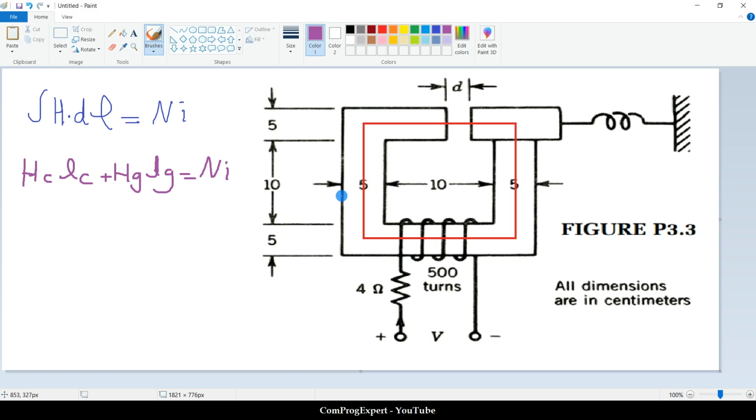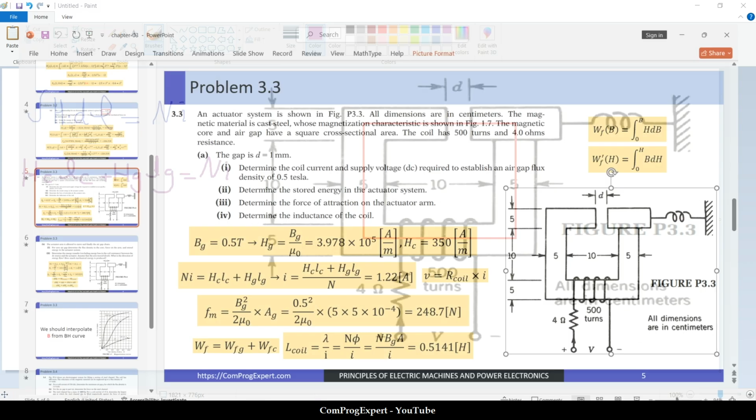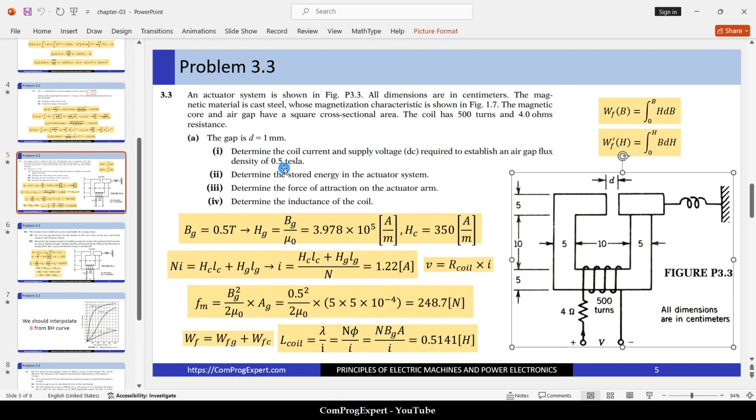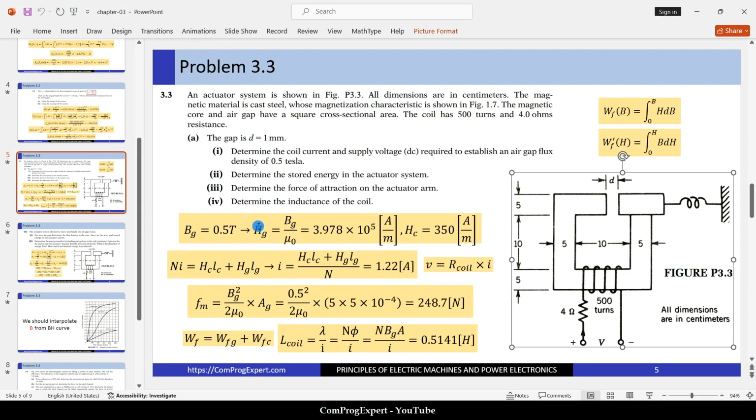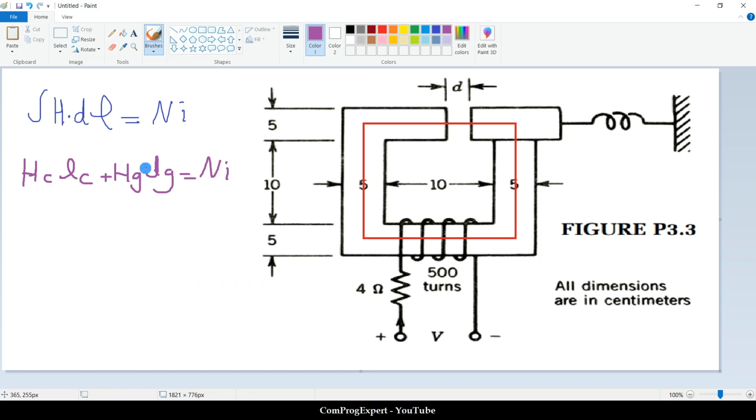Here the value of the flux density in the air gap is given, 0.5 Tesla. So we know that the H in the gap is B gap divided by mu 0. We can calculate the H gap. So in this equation we have H gap. How can we calculate Hc?